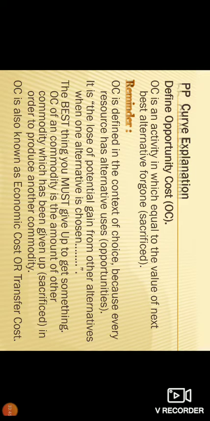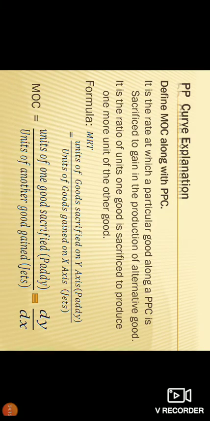The best example is when you produce paddy from a land, you have to sacrifice the production of wheat from that land. You can't produce two things at a time because resources are not equally possible to produce two things. So you need to make a choice. What you are sacrificing becomes opportunity cost. The opportunity cost is also called economic cost in economics, and also it is called transfer cost.